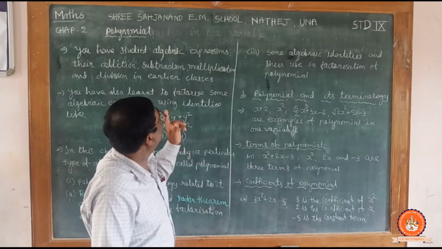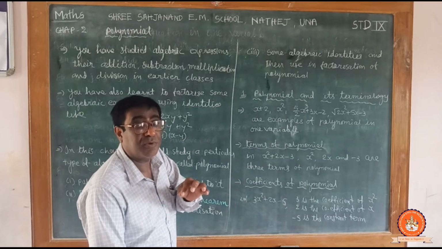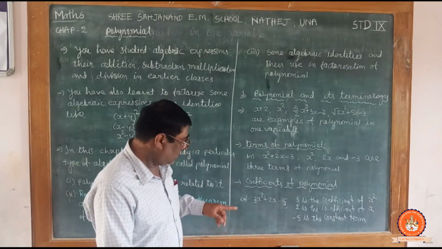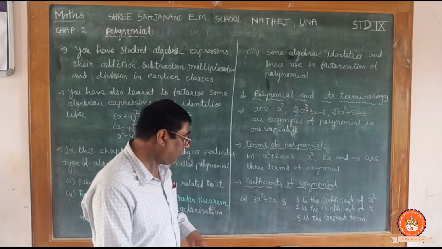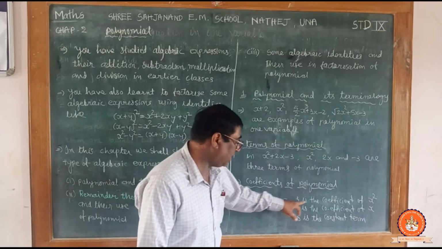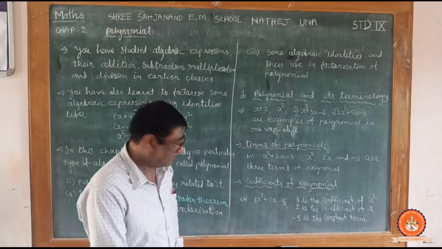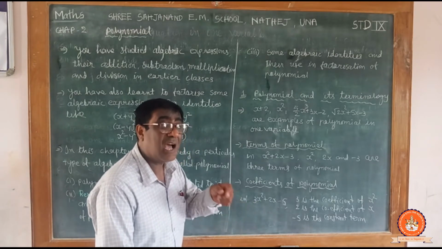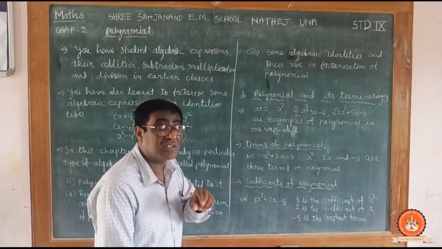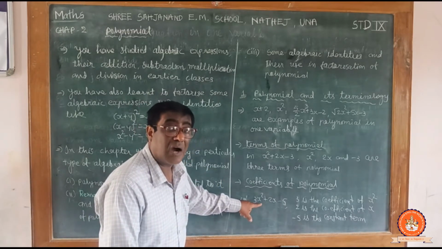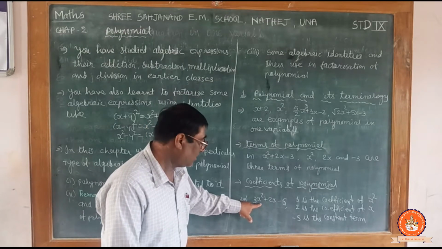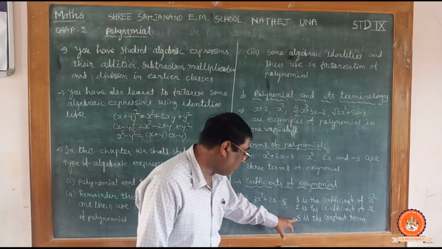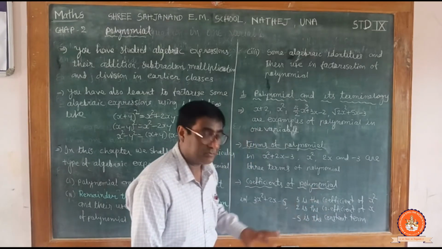In this chapter, we have to learn polynomials in one variable. 3x square plus 2x minus 5 is our polynomial in one variable. Now 3 is the coefficient of x square. A coefficient is a number, a constant, which is a multiple of a variable in a term. So 2 is the coefficient of x, and minus 5 is the constant.